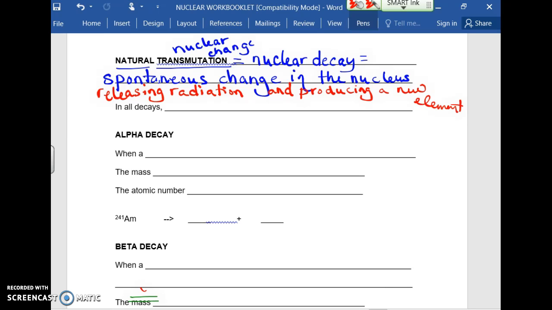Now I said in all decays, there is only one reactant. I'll point that out as we go. There's another kind of nuclear change that has two reactants, but that would not be what we call a spontaneous change. Okay, let's look at the first one, alpha decay.